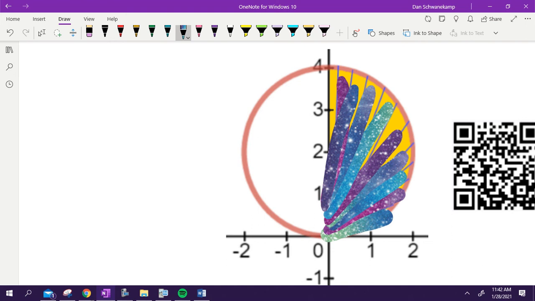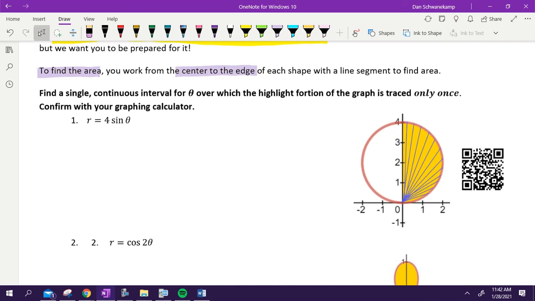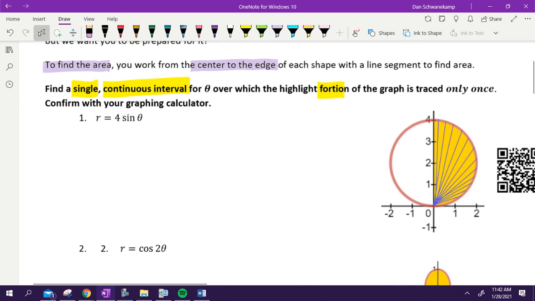Super pretty. All right. So that's the process. We are going to find a single continuous interval that highlights the portion of the graph that is traced only once. All right. We're going to confirm with our graphing calculator. Again, you're going to have your calculator. We're going to use some math, we're going to use our calculator, and then we're going to use some problem solving to help us find each of these answers. r equals 4 sine theta.